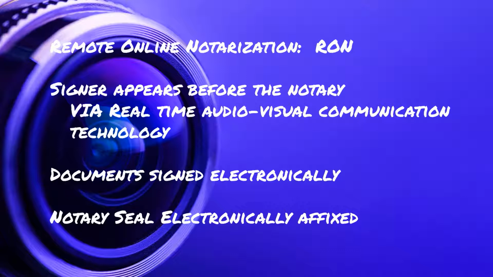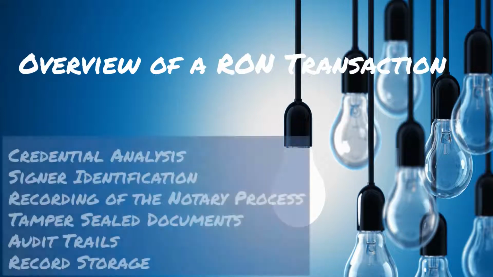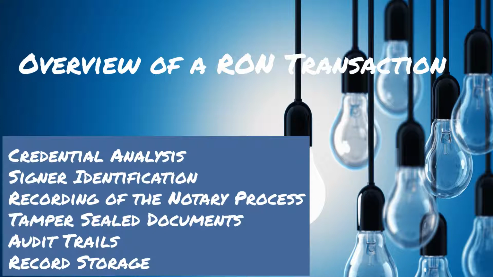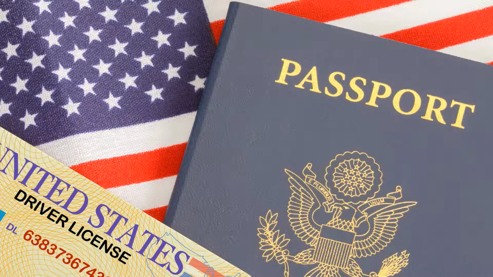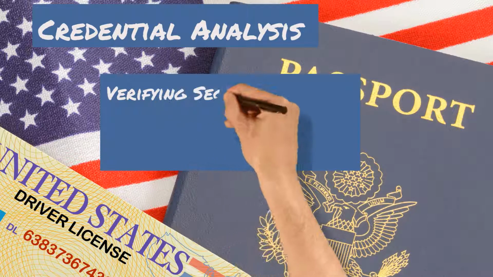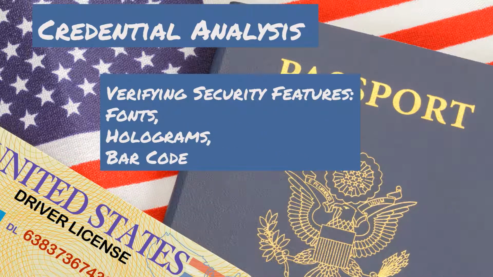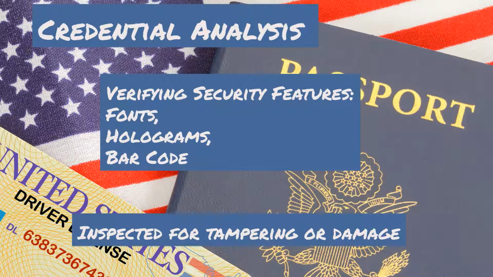So with remote online notarization, how does this typically work? The process of RON must include credential analysis, signer identification, capturing and maintaining a recording of the notary process electronically, tamper-sealed documents, audit trails, and record storage. Credential analysis involves a third party aiding the notary to ensure the validity of a government-issued ID. This includes verifying the security features on the ID, such as fonts, holograms, or barcode information to ensure the ID is not fraudulent. In addition, the ID is inspected for tampering or damage.